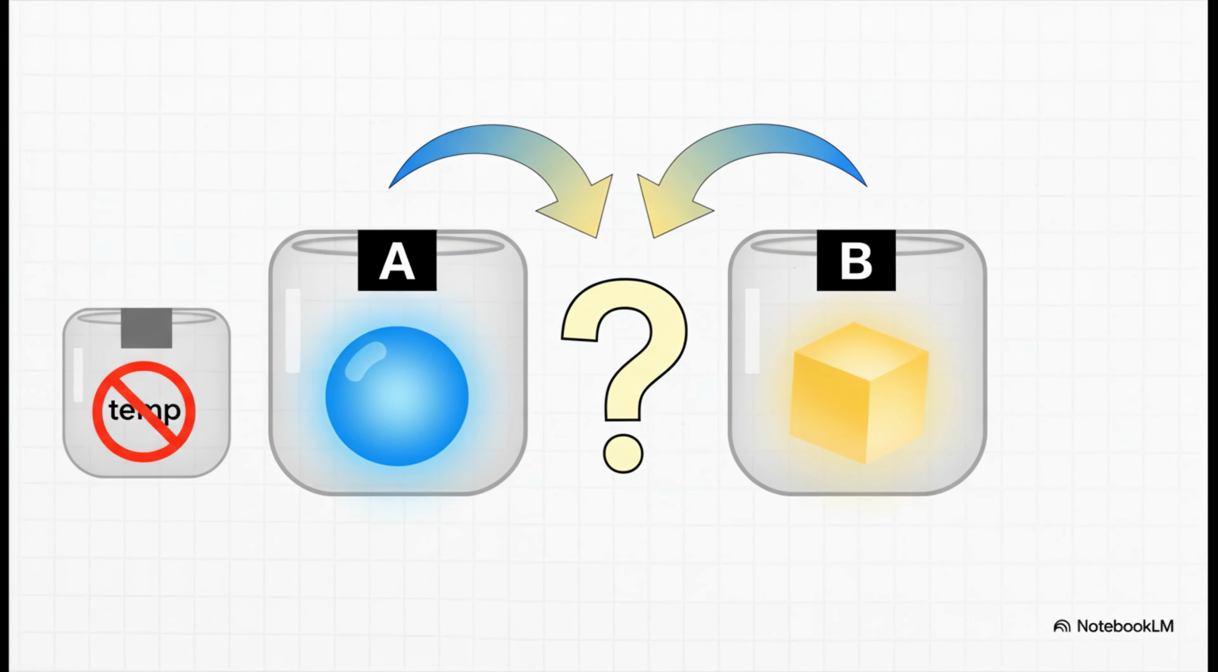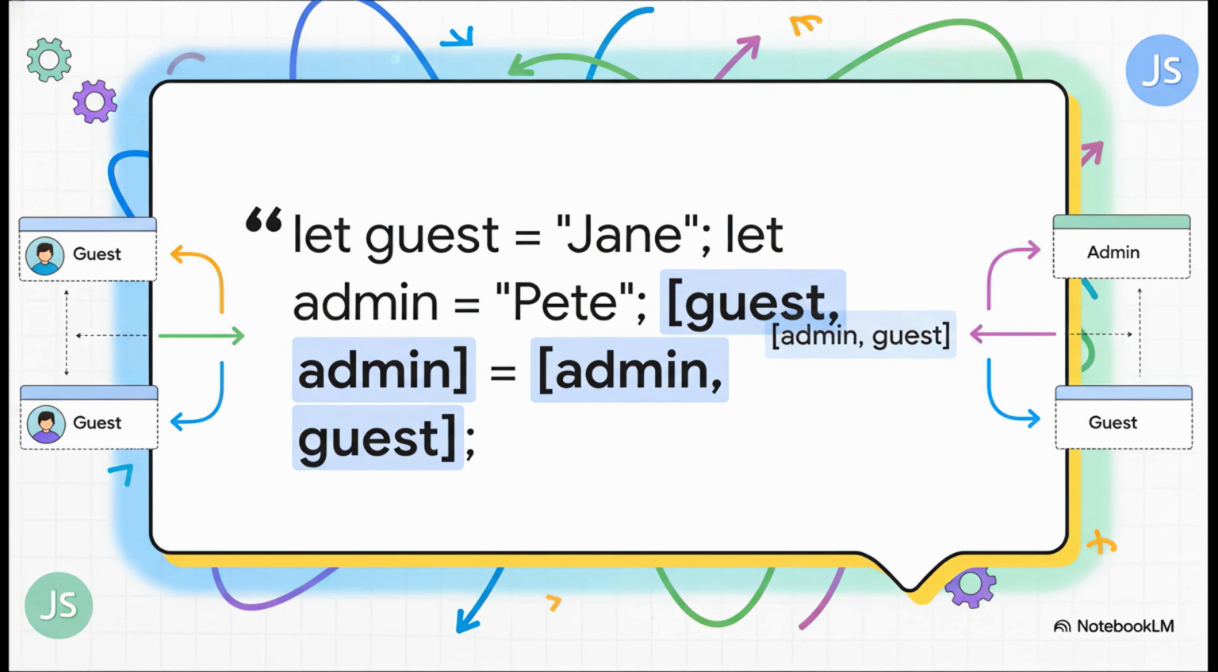Now, destructuring isn't just about pulling data out of things. You can use it for some really neat programming tricks. Here's a classic one. You know how when you want to swap the values of two variables, you usually need a third temporary variable to hold one of the values? It's kind of a pain. Well, check this out. With destructuring, you can do it in one single elegant line. What's happening here is pretty clever. On the right side, we're creating a temporary array with the values already swapped. Then, on the left side, we're immediately destructuring that new array back into our original guest and admin variables.